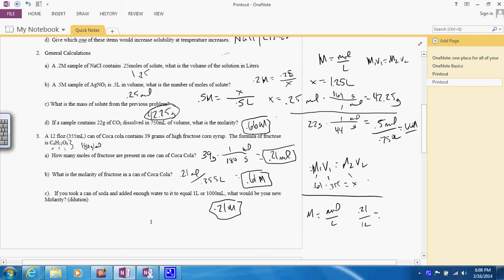V2 is going to be 1,000 milliliters. So let's go with 1 liter. We'll keep both of these in liters. So 0.355 and then 1 liter. So in this case, it's going to be simply 0.61 times 0.355 and divide by 1. It's the same number, so we got 0.21. A few ways you could solve that to get the answer.